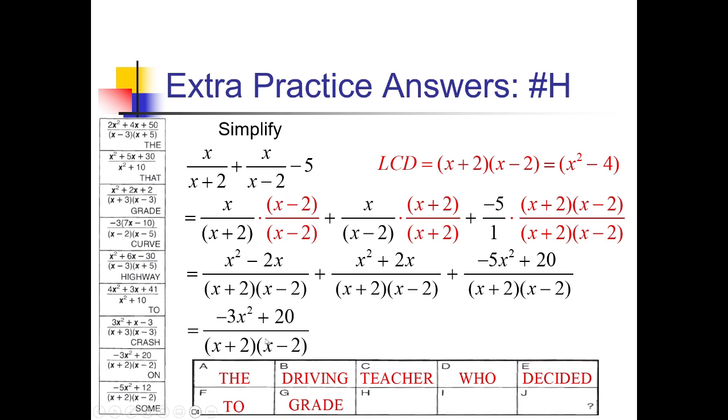Taking a quick look, it doesn't look like I can factor my numerator at all. So this is going to be it for this problem. I see that down here with the word "on", so that's what my h is going to be, is "on".